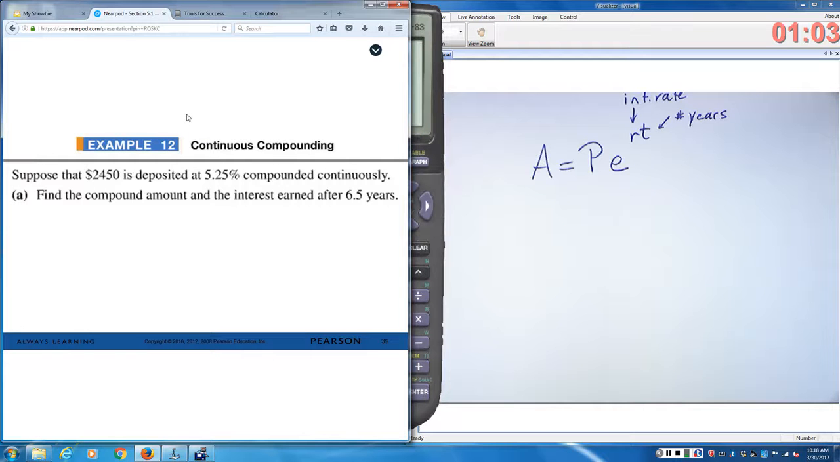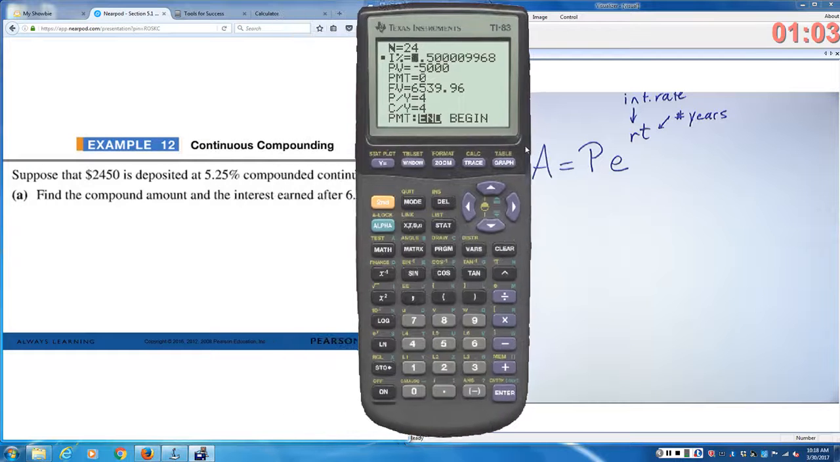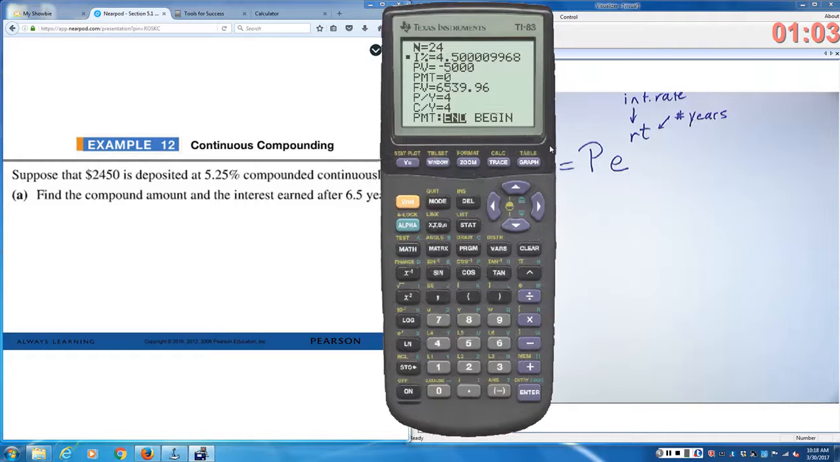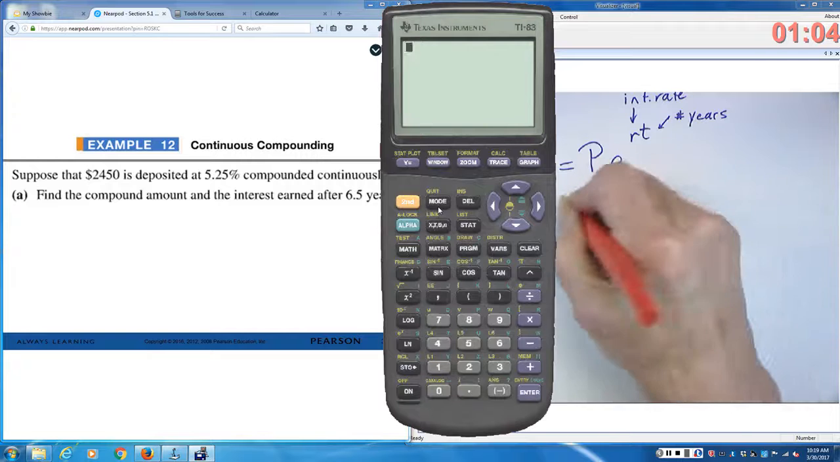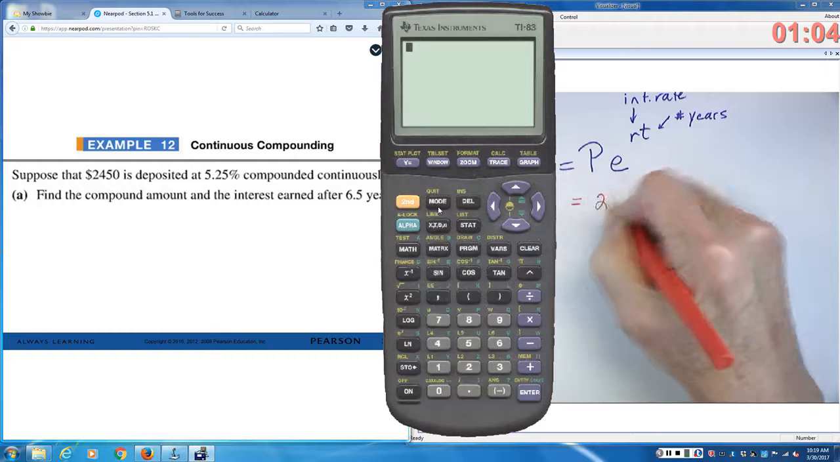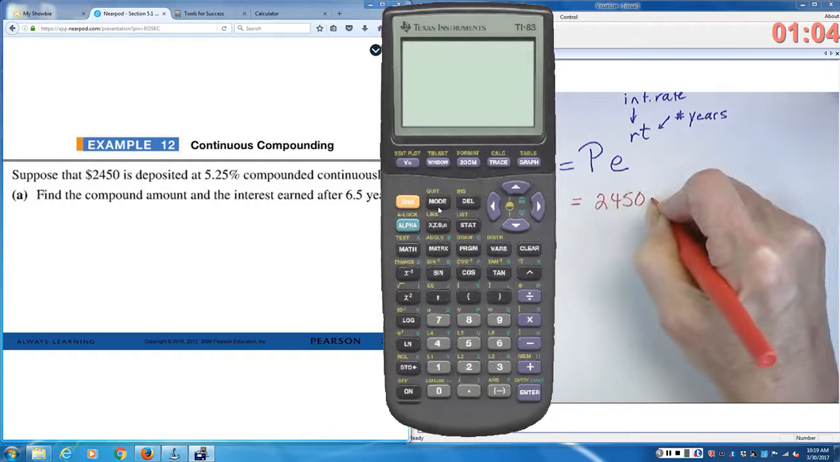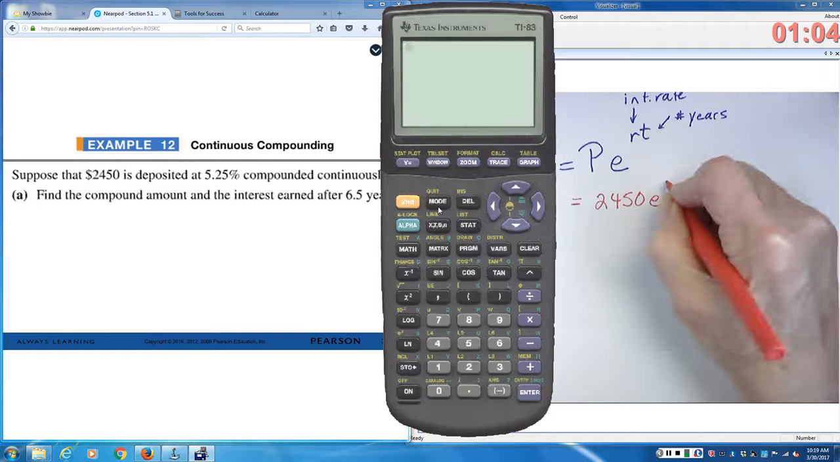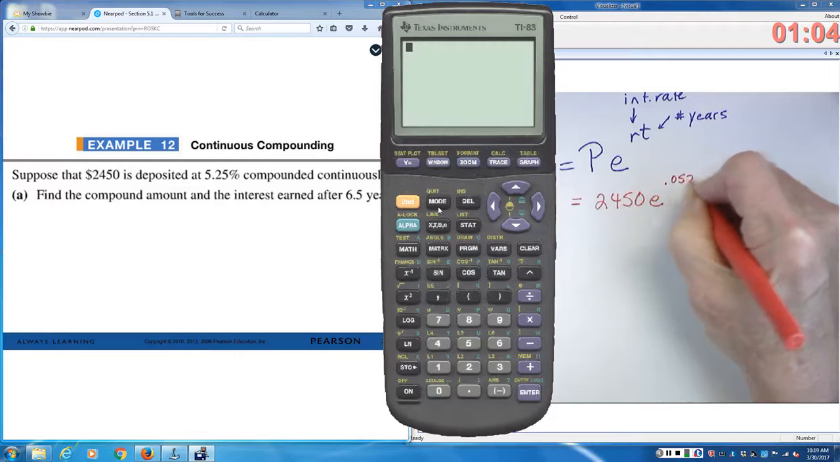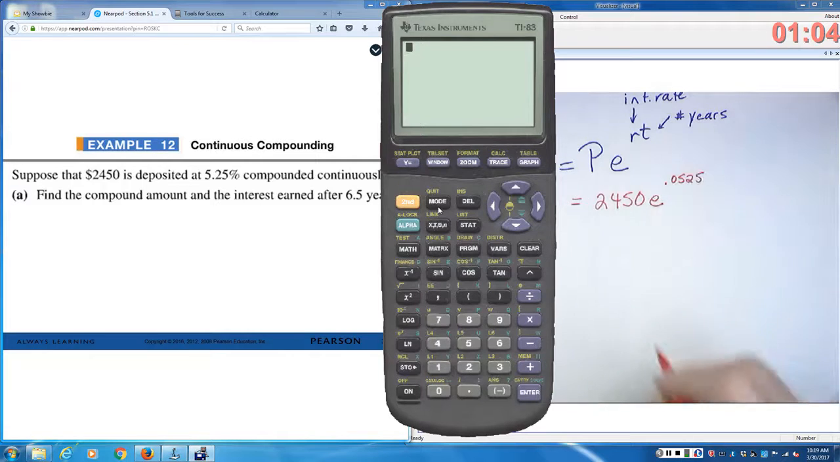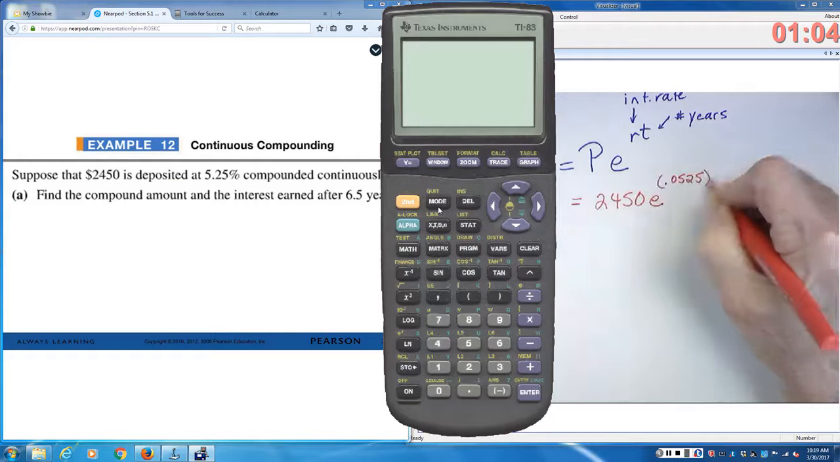So let's see what the continuous compounding will get us. So what we're going to do is we're going to evaluate the formula. 2450 times E raised to the 0.0525 power, and for 6.5 years.